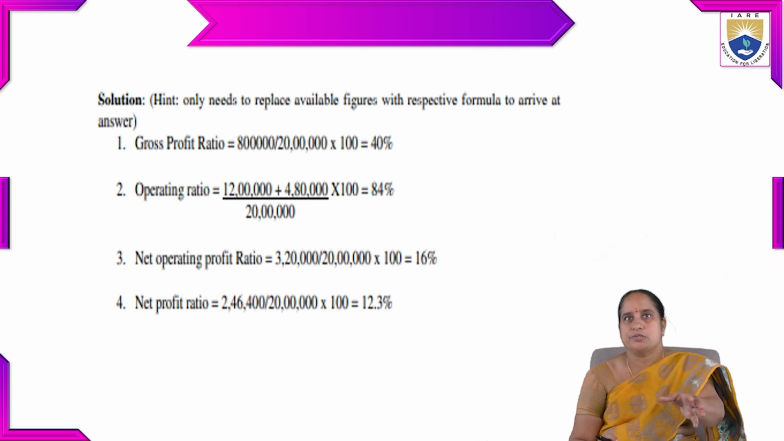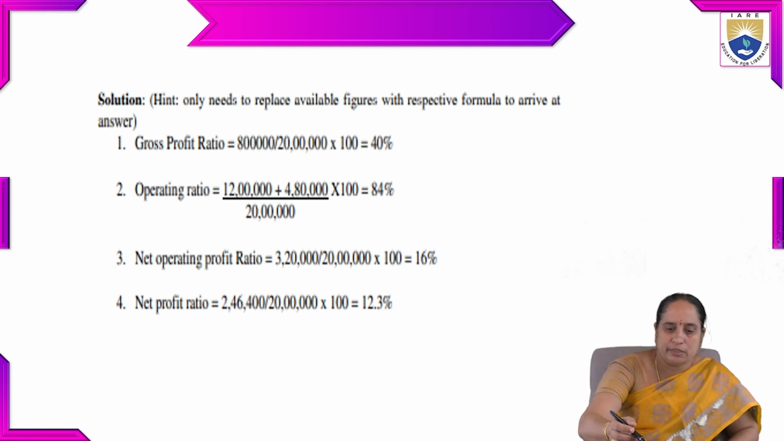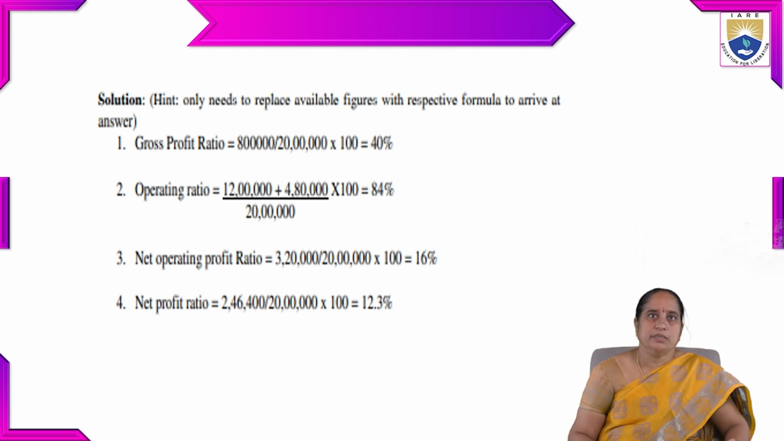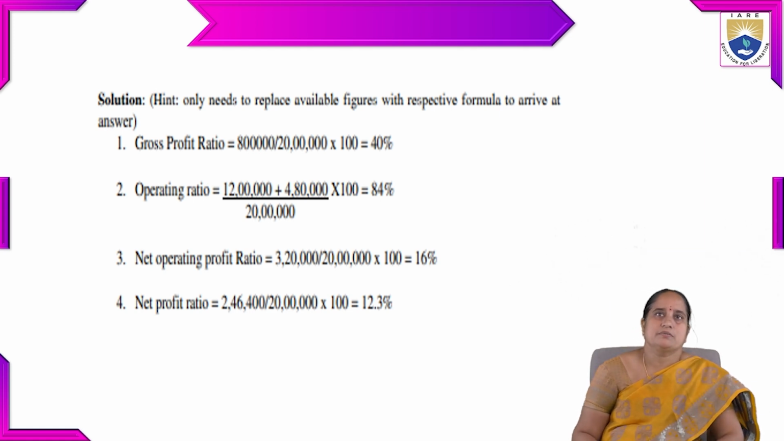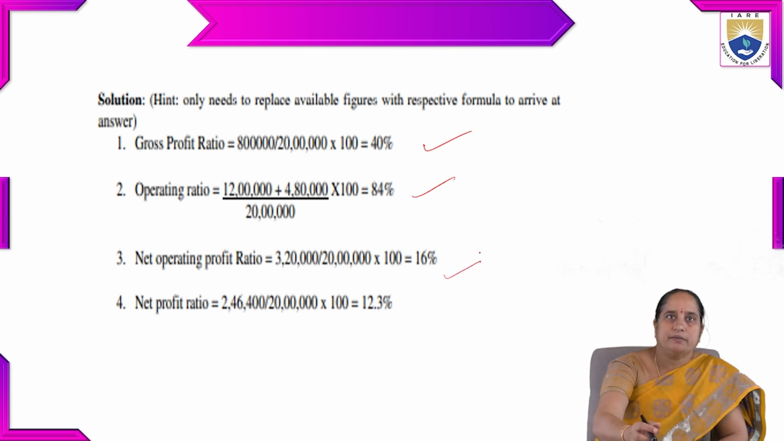Gross profit ratio is equal to gross profit divided by net sales into 100. So we get 40%. In case of operating ratio, we need to consider operating profit plus other income, whatever is given, divided by net sales. Then we got 84%. In each and every formula we insert the available data, and we are able to calculate net operating profit ratio, which is 16%, and net profit ratio is 12.3%.